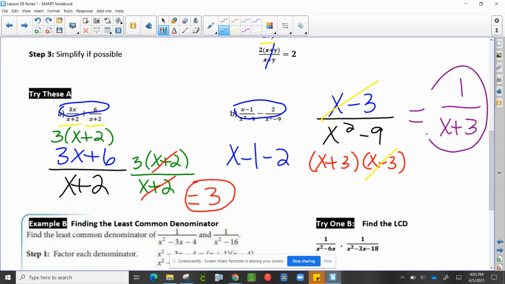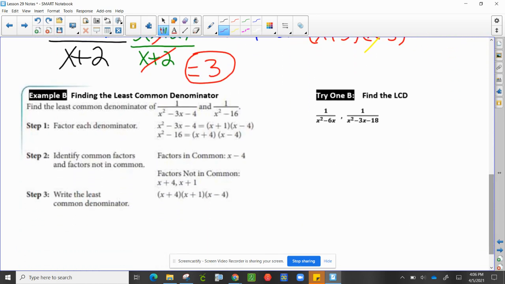So that would be our final answer. Okay. So when you do your adding and subtracting, just double check it. Make sure, is there anything that can still factor? Because if there is and something we can cross off and simplify, then I would just check that first.